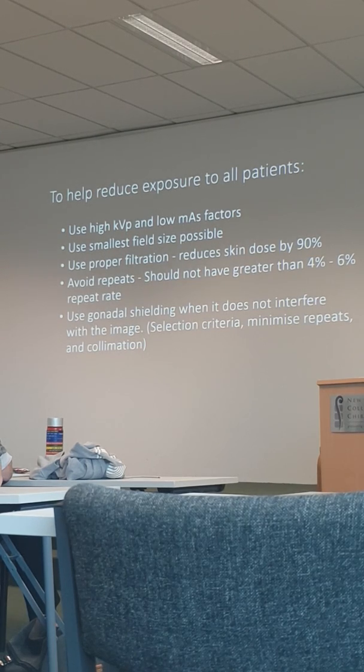To reduce the exposure to the patients, you should use a high kVp and a low mAs. Use the smallest field size possible while still getting all the relevant anatomy. Use the proper filtration, so get rid of all those low energy X-rays. Try to avoid repeats, so you need to know what you're doing and you need to do it properly. You don't want a greater than 4 to 6% repeat rate. And again, when you can, use gonadal shielding.